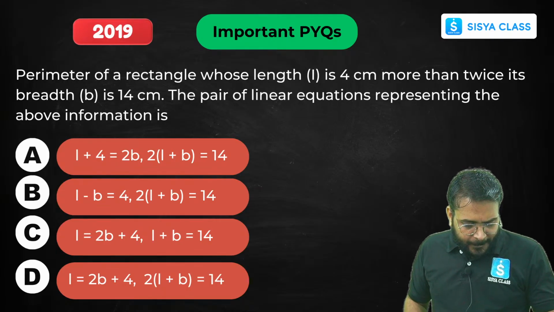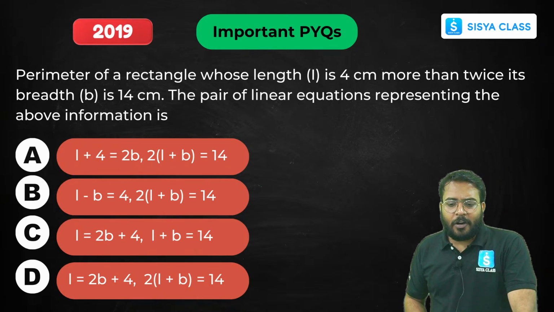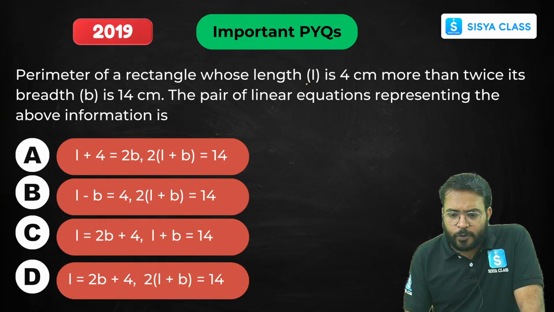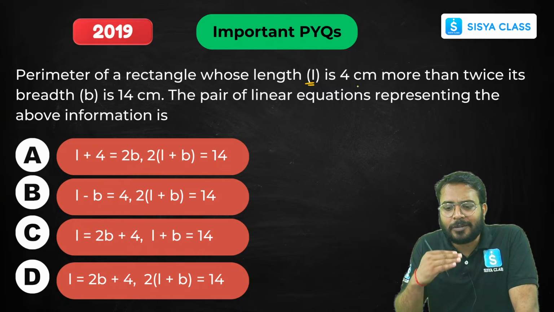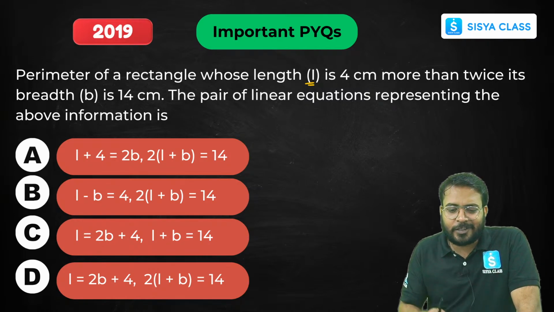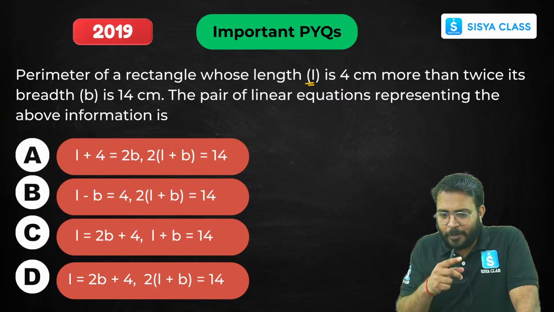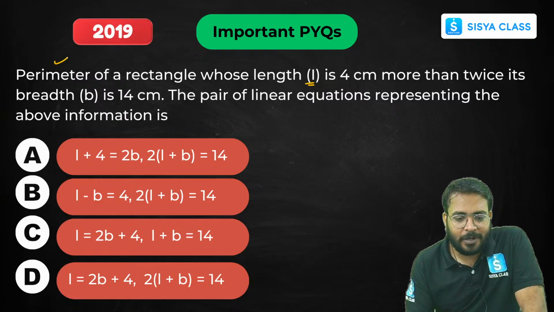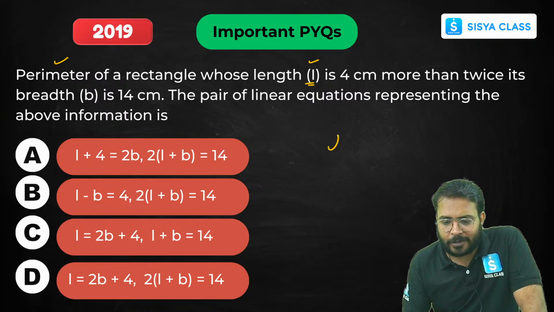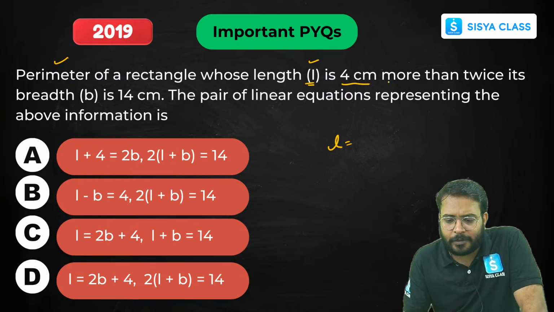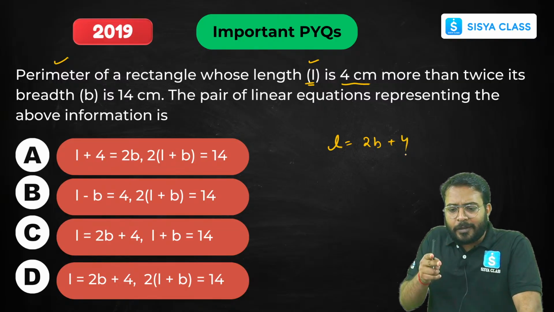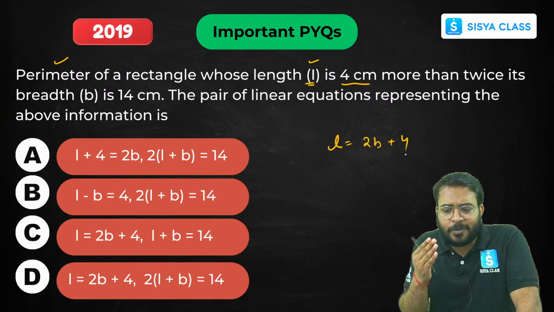Now one more question. Perimeter of a rectangle. What are they saying to you? Perimeter of a rectangle whose length is 4 meter more than twice its breadth. The pair of linear equations representing the above information is... Here we have two pieces of information. The first one is the perimeter and the second one is about the length. So what is your length? Length is 4 more than twice its breadth. That means if breadth is b, then twice its breadth plus 4. Length is going to be twice the breadth and it is more by 4. That means 2b plus 4.